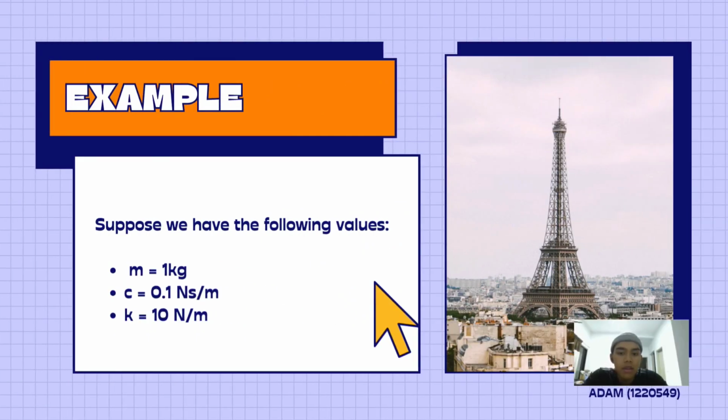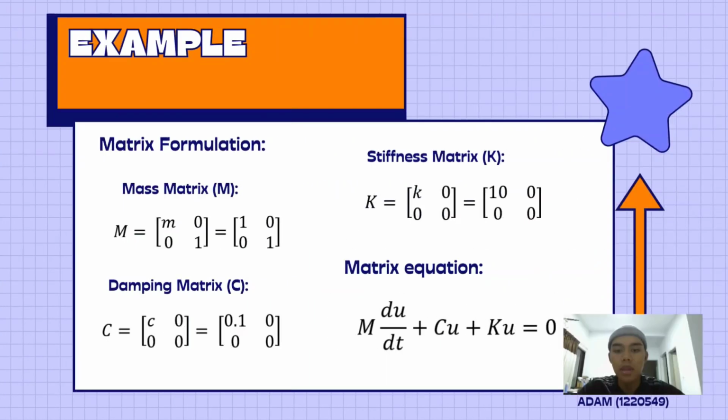Moving to the example, suppose we have the following values: m equal to 1 kilogram, c equal to 0.1 Newton meter per second, and k equal to 10 Newton per second. So in structural engineering, the given matrices are crucial in representing the dynamic behavior of a system through the matrix equation M du/dt + Cu + Ku = 0. Here is a breakdown of each matrix and its role.